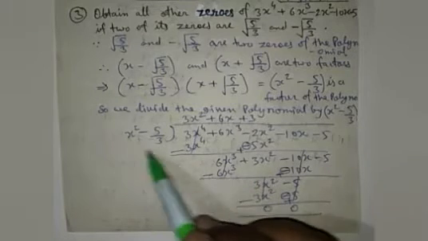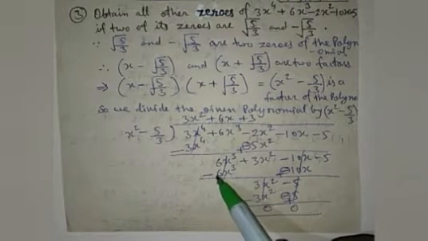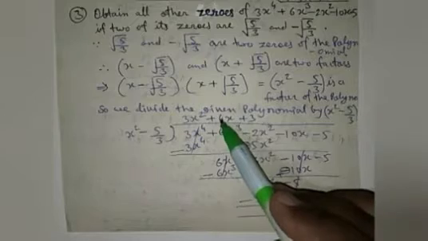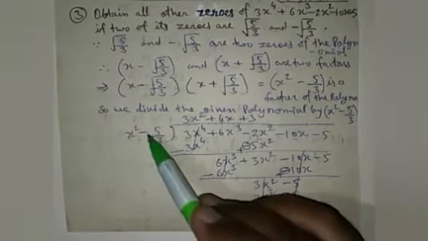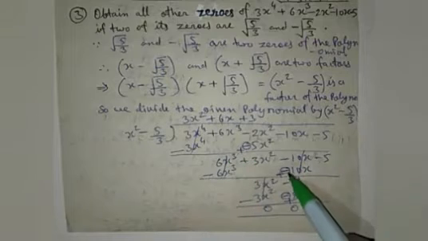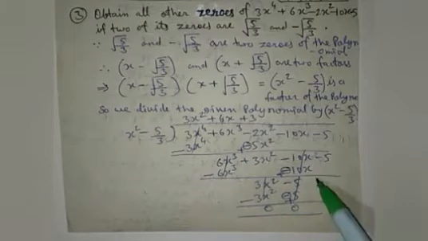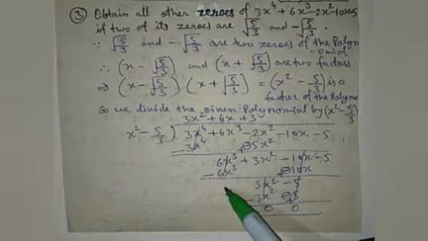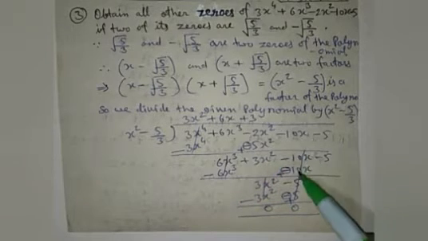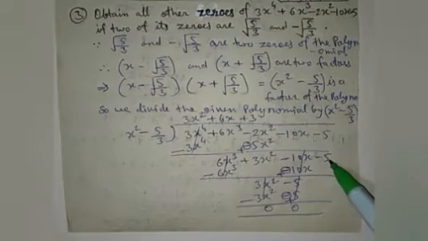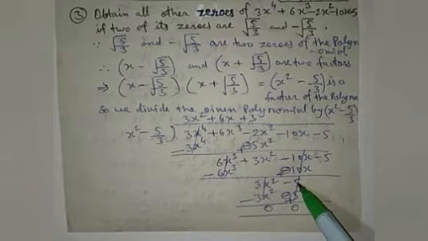On multiplying by the divisor you will get 6x cube, and 6x into 5 by 3 will give 10, meaning minus 10x. After subtraction the first term is cancelled out, so you will get 3x square, and the third term is also cancelled out, so you will get only 5. So 3x square minus 5.